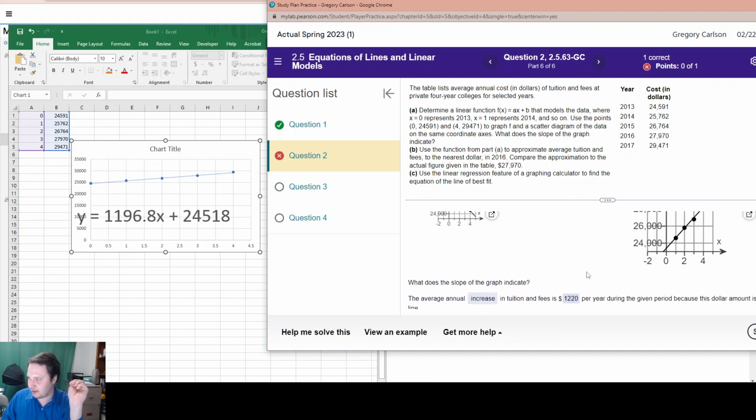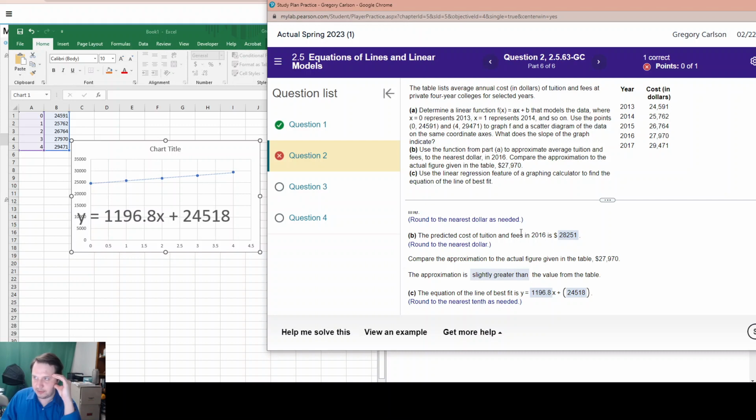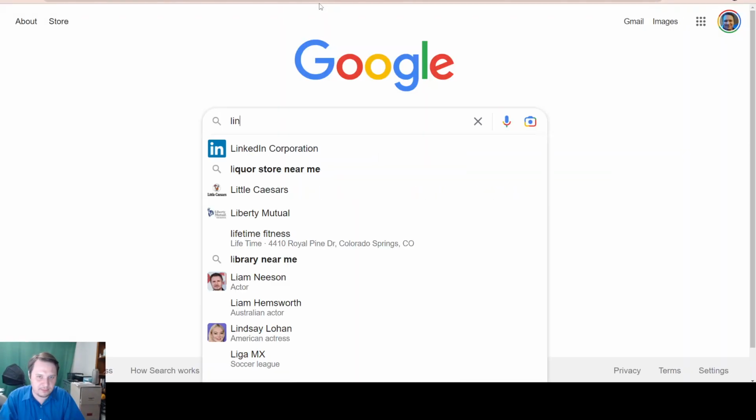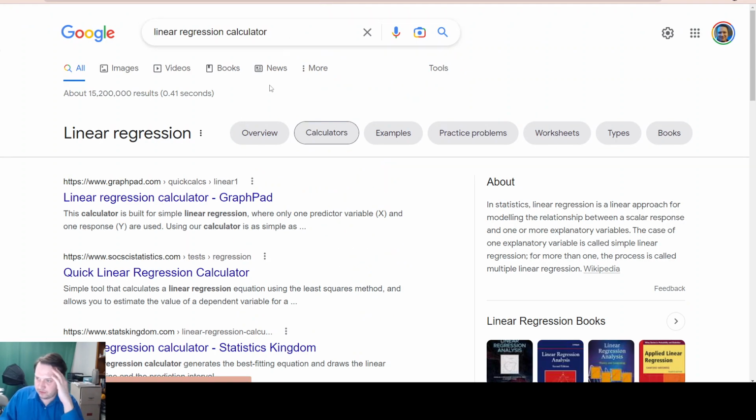Hopefully that makes sense on how we answered eventually all of the parts of this. And if you have a question, please email me. If you do not have Microsoft Excel, then let's see if we can find a website where you can do this. So I would just type in linear regression calculator, and let's just see what comes up.